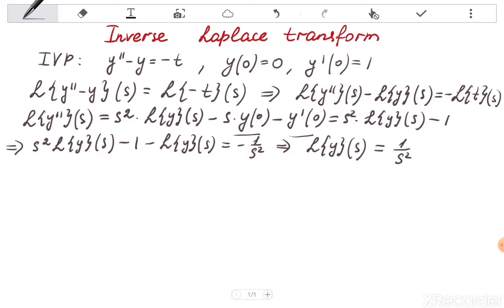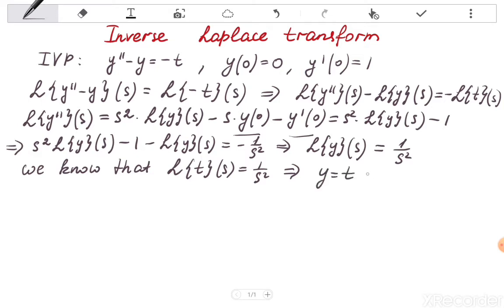So you can check this. And now we need to find y, right? And we know that the Laplace transform of y is equal to 1 over s squared. So for which function y is this true? We know that the Laplace transform of the function t at a point s is 1 over s squared, right? So it's reasonable to say that y equals t is the solution.